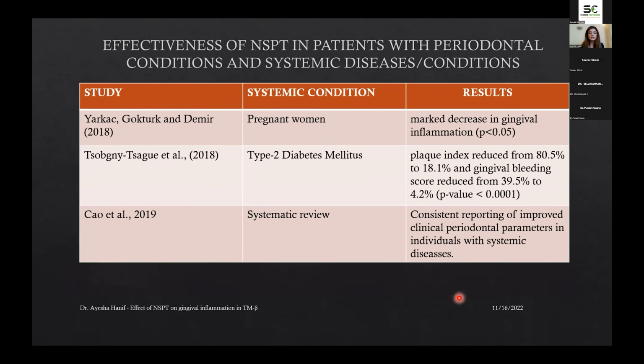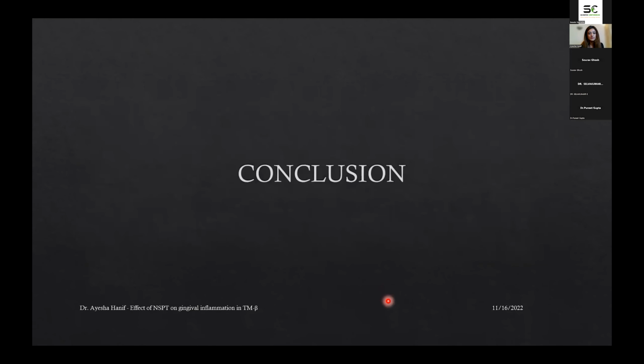Again, the NSPT is effective in patients with periodontal conditions and systemic diseases. So when the NSPT results were compared in pregnant women, diabetic patients, and there was a systematic review about the systemic conditions, there was consistent reporting of improved clinical periodontal parameters in individuals with all the systemic diseases and conditions.